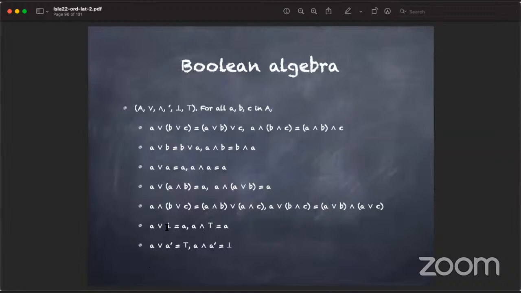So a join bottom is a, and because we also have top and bottom, a meet top is a, for any a. And the last one is basically the complementation condition. For any a, there is an a prime such that a join a prime is top and a meet a prime is bottom. So this is what we have in our Boolean algebra.